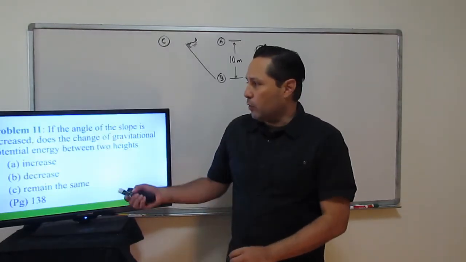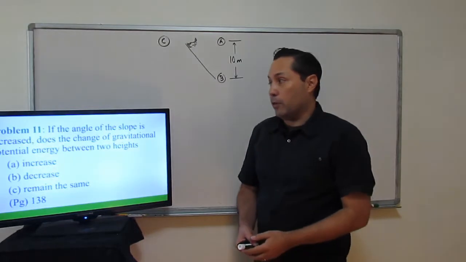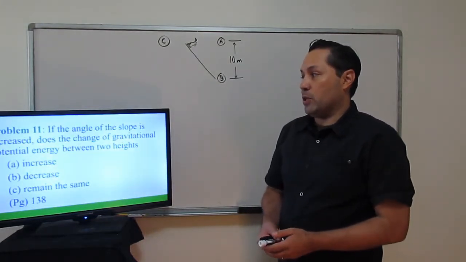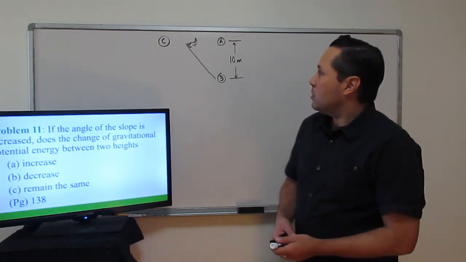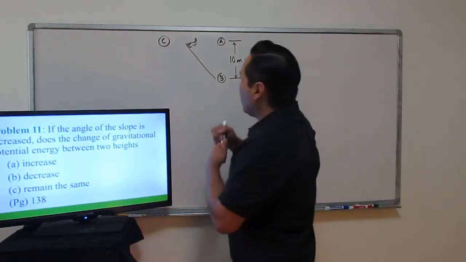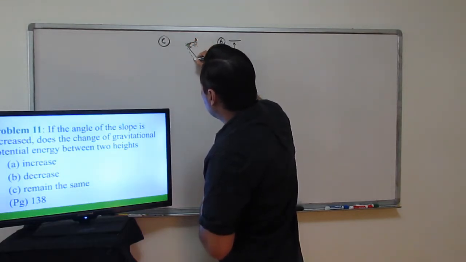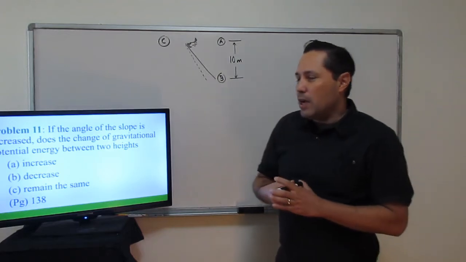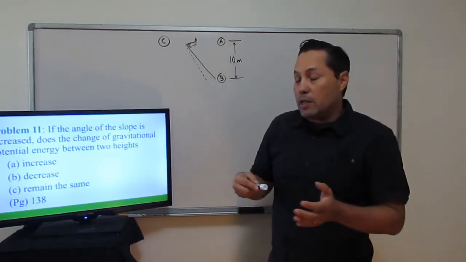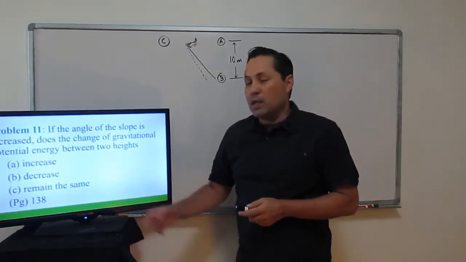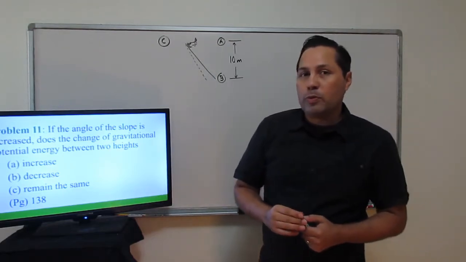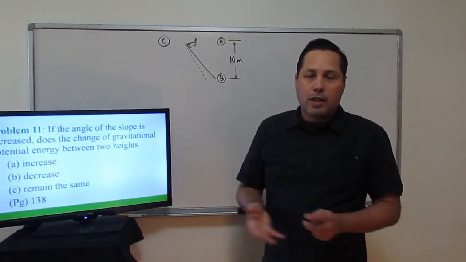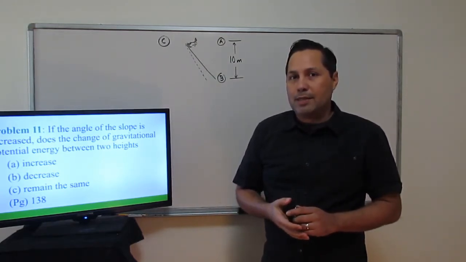Up next is problem number 11. In this problem they ask the following question: if the angle of slope is increased, does that change the gravitational potential energy between the two heights? So this is what they're saying. Maybe we're going to increase the angle even more, so it's going to be even steeper, but you're still going from point A to point B. How does that affect the answer? And the answer to that question is letter C. It remains the same. The angle of the slope is irrelevant as long as you travel a height of 10 meters. Then the gravitational potential energy will remain the same.